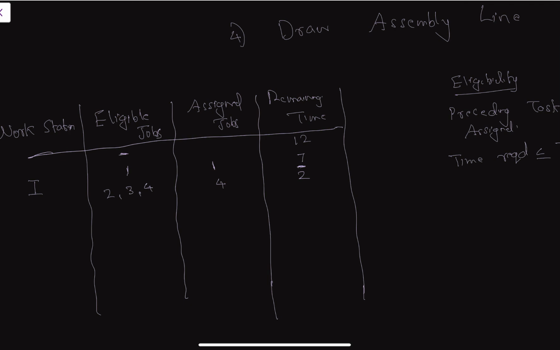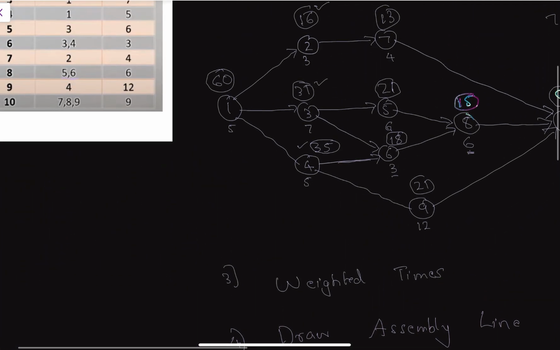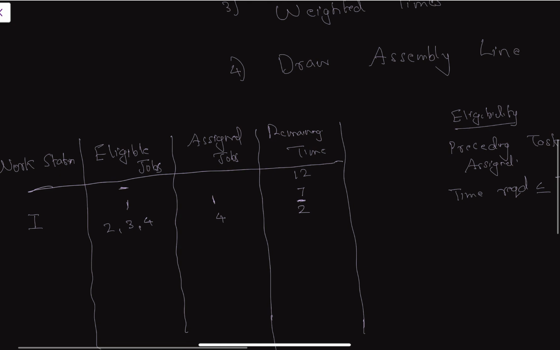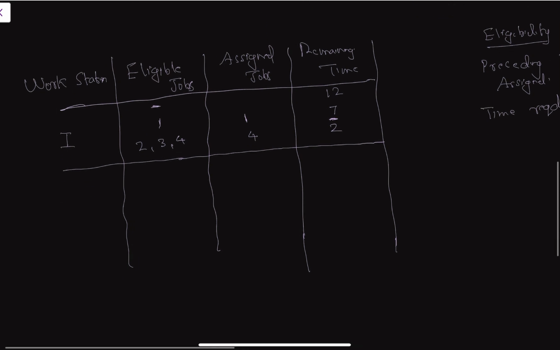Okay, so after 4 is completed, what are the eligible jobs? You can see that there is 2, 3, 6, 9. But if you look at the duration of these jobs, it is 3, 12, 7, and 3. But we have only remaining time 2. So you cannot assign any more jobs here. So we will finish with this workstation. This workstation has the maximum number of jobs assigned to it. So now we will go to the next workstation.